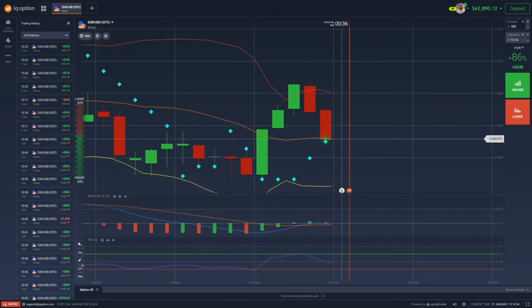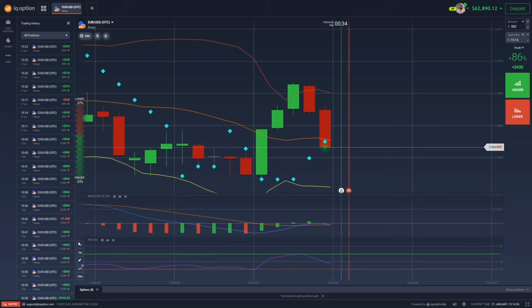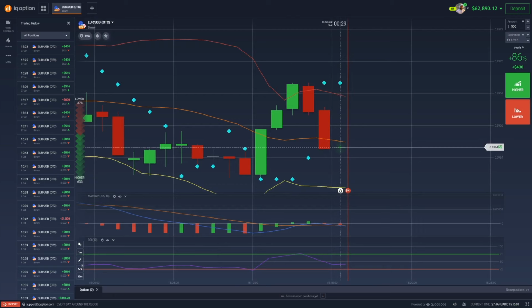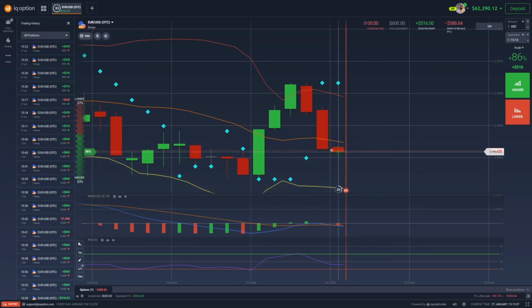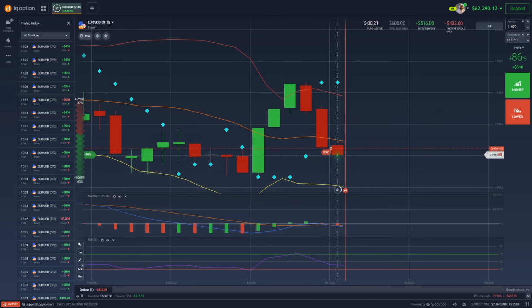Alright, so back again, guys. I found this beautiful signal and I want to share it with you. As you can see, the market is going down. It will keep going down the next candle. So let's put $600 and let's short.